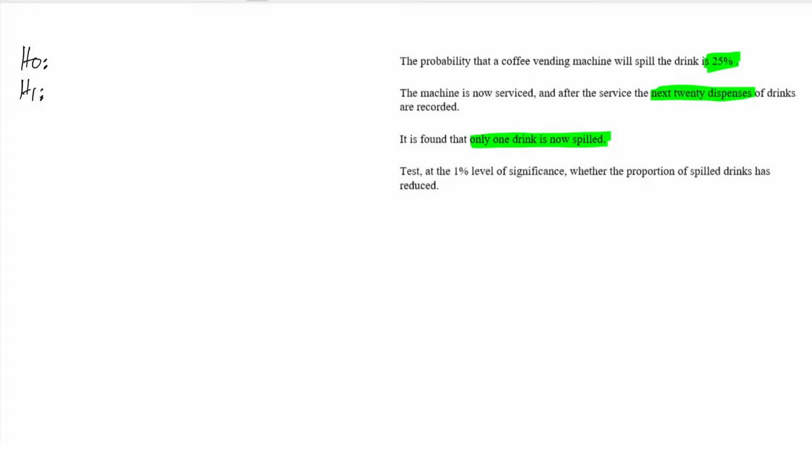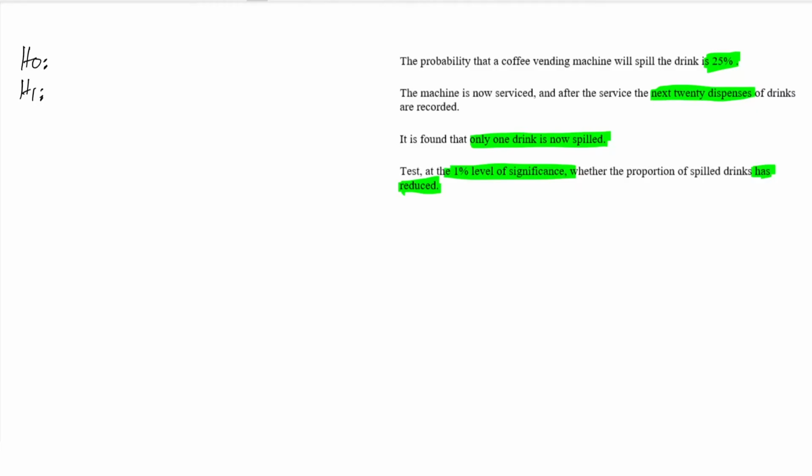We're asked to test at the 1% level of significance whether the proportion of spilled drinks has reduced. So here we both have the significance level, and we've been given a clue that we're testing in the direction of reduced value for p. It's a one-tailed test. The context of the question should have given us that. We know that there should be fewer drinks spilt if we've just gone and fixed our machine. But here the question has also told you we're going in that negative direction.